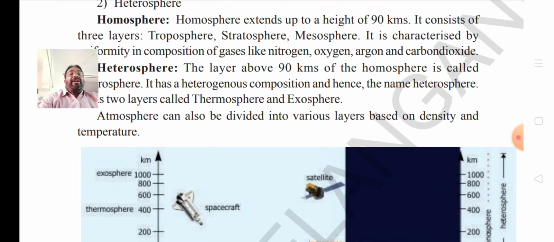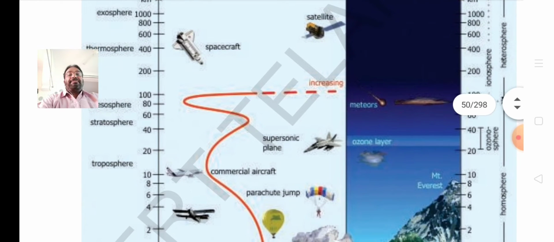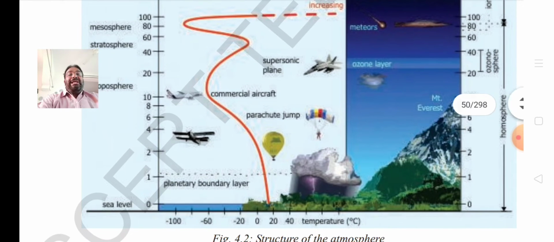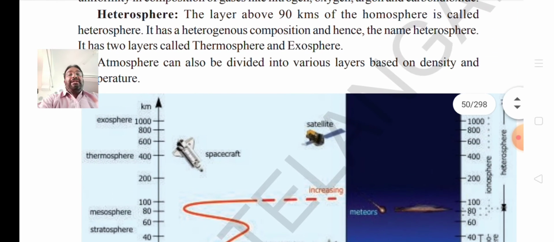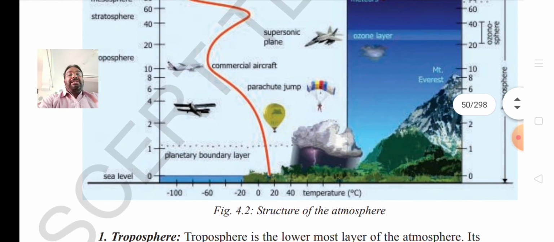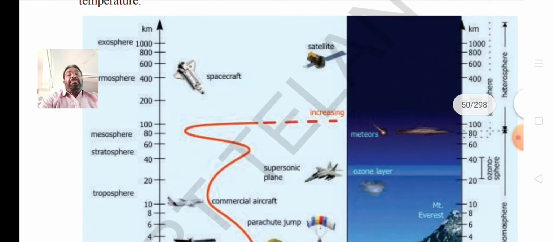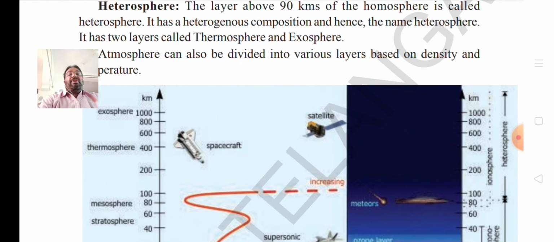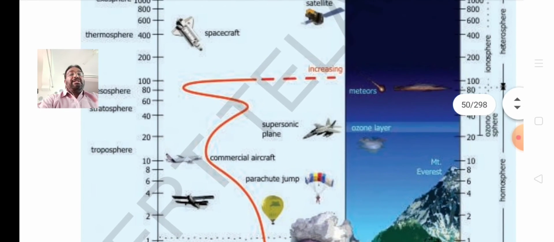Atmosphere can also be divided into various layers based on density and temperature. So you can see down there, starting from sea level 0, 1, 2, 3, 4, 10, 20, 100, even 1000. Sea level is considered as 0, then troposphere is somewhere around 10 kilometers, then stratosphere is about 50, mesosphere is somewhere around 80 kilometers, then thermosphere is about 400 kilometers above, and exosphere is 1000 kilometers above the surface of the earth. What all things will be present there is also mentioned there.